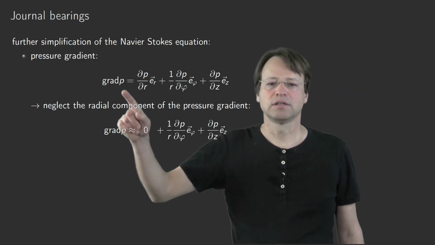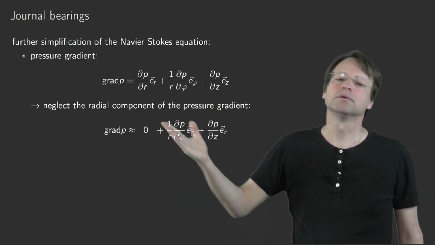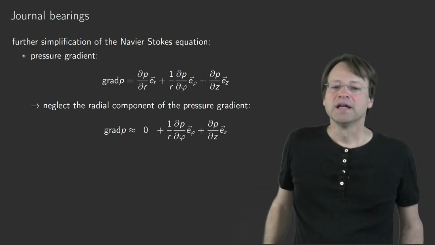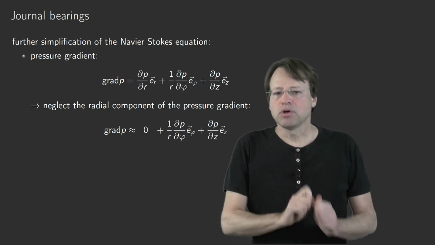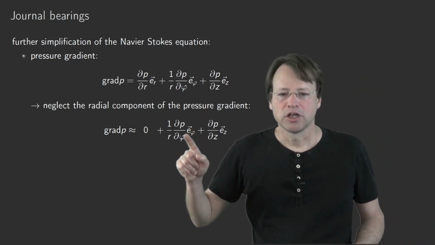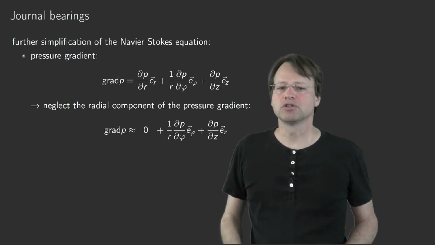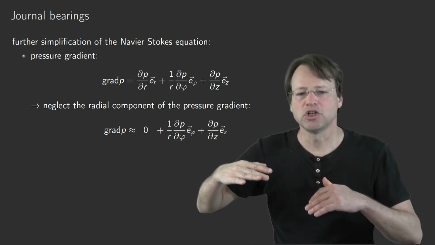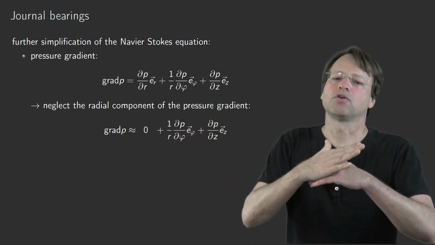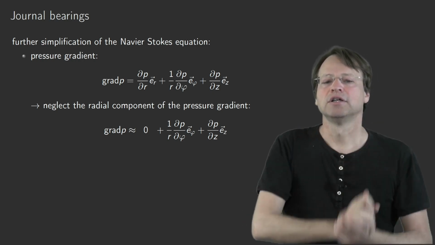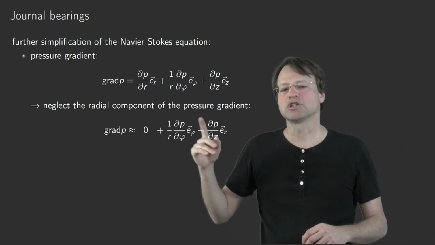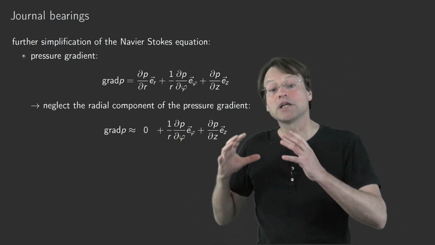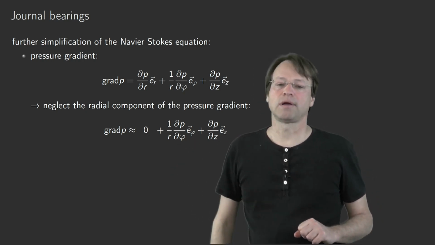Well, the pressure gradient is written here, and what we do, it's already shown here, we neglect the radial component of the pressure gradient. Why? Because the most important part is the change of the pressure, so the pressure gradient in circumferential direction. Recall that in circumferential direction you have that lubrication gap and you have the convergent part and the divergent part of the lubrication gap, and the pressure changes enormously, tremendously in that lubrication gap. So there's a large change of pressure in circumferential direction.